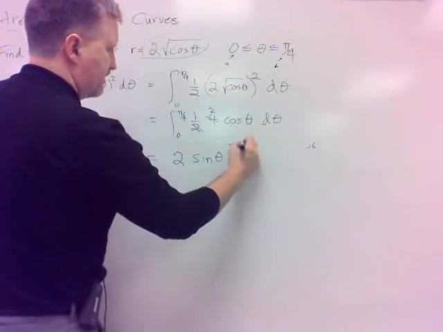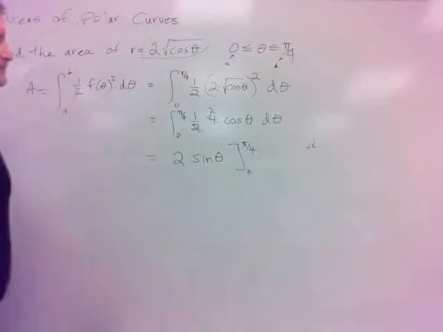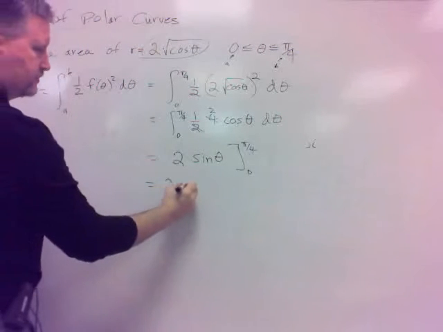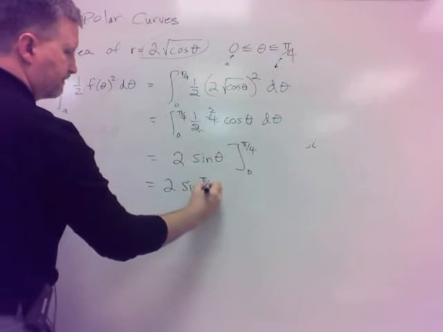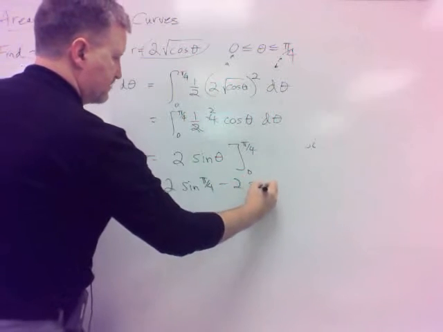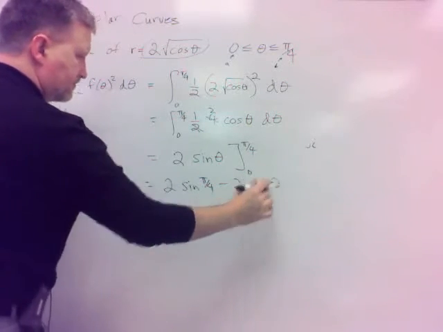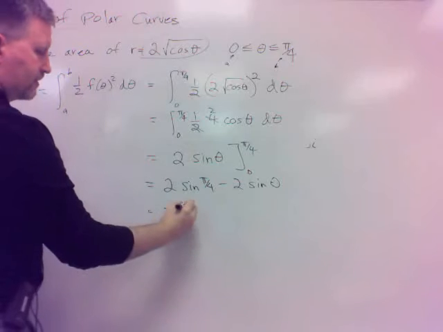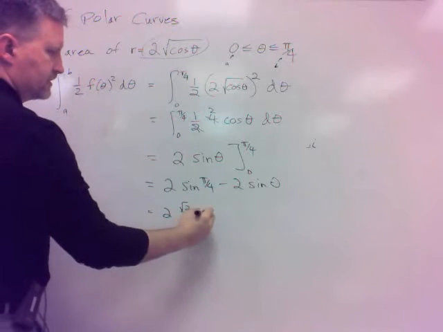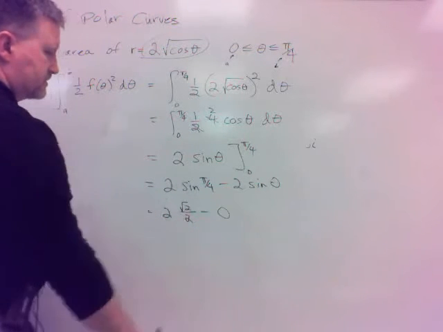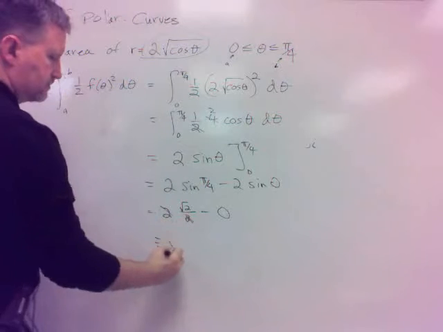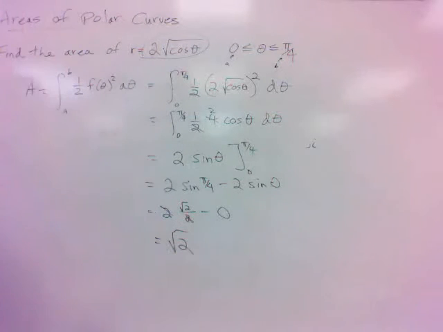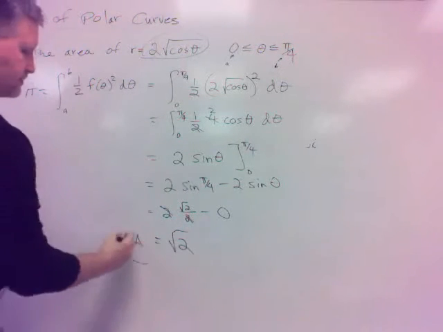And I'm going from 0 to pi over 4. So that's 2 times the sine of pi over 4 minus 2 times the sine of 0. Sine of pi over 4 is square root of 2 over 2. Sine of 0 is 0. The area is square root of 2.